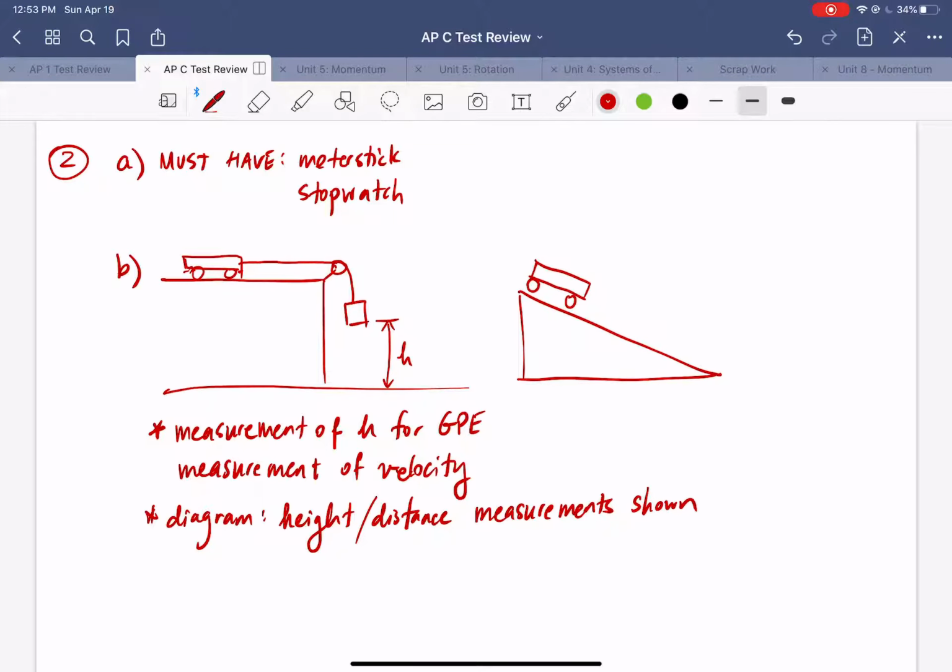So if I was doing the cart on a ramp experiment, I should label this height here because I will have to measure that. And then I should probably also measure this length here, because having that length measurement as well as the time will be crucial to determining the final speed of the cart when it reaches the bottom of the incline. All right. Part C asks you to give more detail on the calculations of gravitational potential energy and kinetic energy that would have to be made.